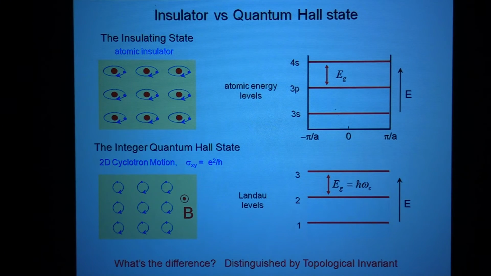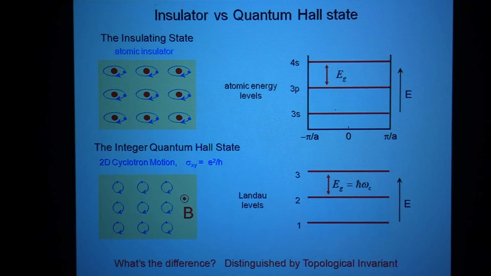The simplest one you can imagine is just an atomic insulator where the atoms are really far apart. Then I can think of the energy as a function of momentum. Everything's independent of momentum because every state is just localized on its own atom. So you have completely flat bands. That's the most trivial kind of insulator you can have.